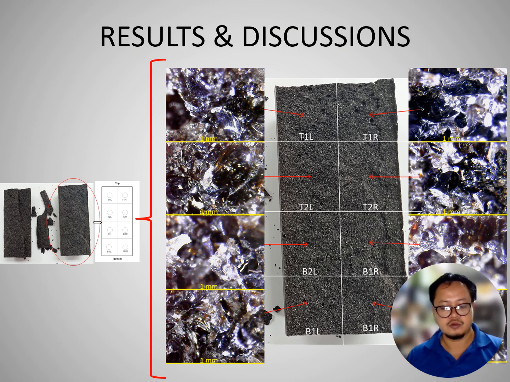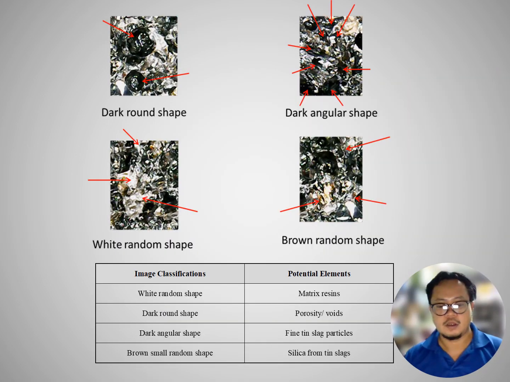Now come to the results. This is the magnified image of the first variation of test sample in the study, which involved a splitting cut sample. The image was analyzed to extract pattern variations based on shape and color. Detailed observation on all of the images spotted 4 patterns. First is a dark round shape, second is a dark angular shape, third is a white random shape, and fourth is a brown random shape.